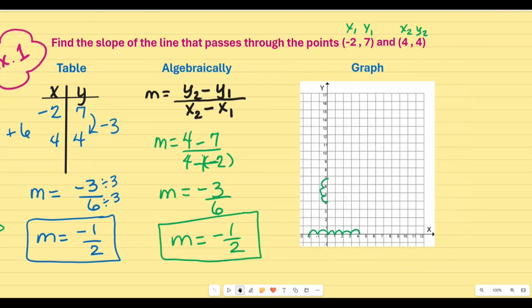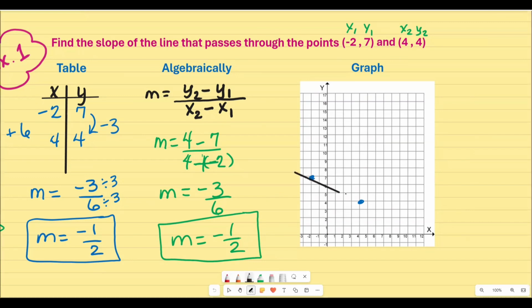All right, so now graphically, we're going to go ahead and plot -2 and 7, going over to the left, -2 on my x-axis, and then up on my y-axis at 7. Then going over to the right on my x-axis 4, and on my y-axis 4. And what I notice is before I even connect it, I can see that it's going from left to right, it's going downward. So that tells me I'm going to have a negative slope. But I already knew that because it had a negative in front of my slope already, right?